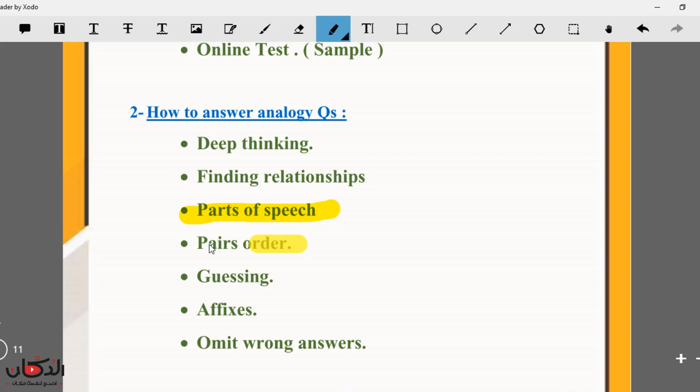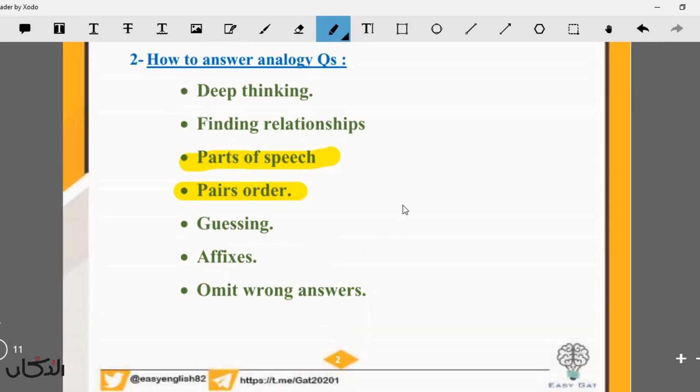You also have to think of the pair's order. Sometimes the pairs are correct but in the opposite order. Take care of the affixes because they tell you about the part of speech. If you don't know the answer exactly, try to guess. You can exclude or remove the answers which are completely wrong.